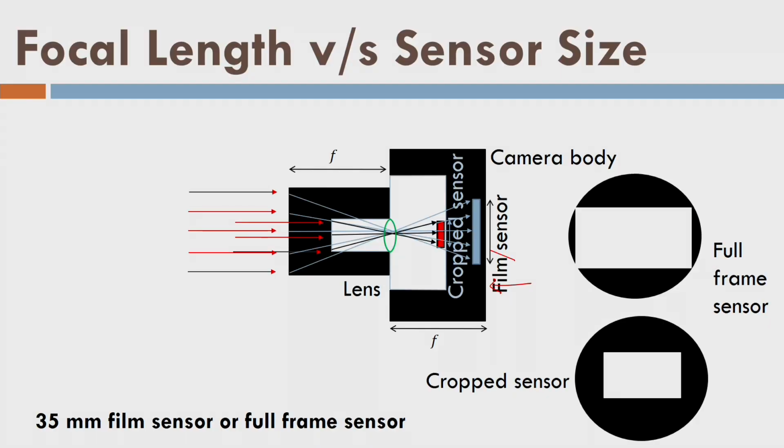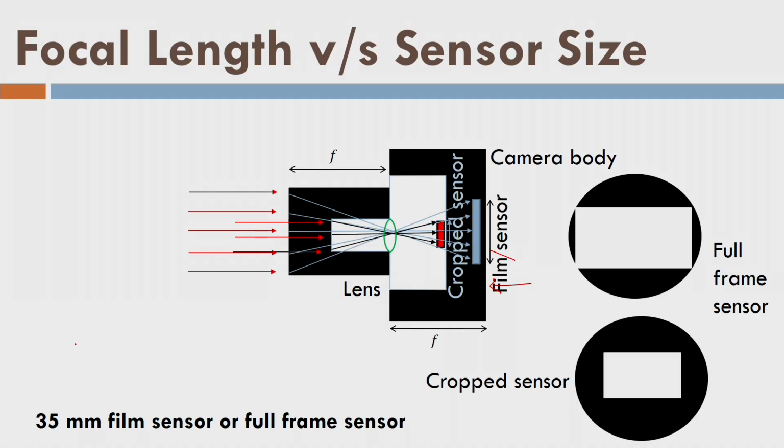So this is my cropped sensor compared to the full frame sensor, right. So all these mobile cameras are using a cropped sensor, not the full frame sensor, and the full frame sensor is called the 35 mm full frame sensor, and the definition of full frame is 35 mm or sometimes 36 mm into 24 mm, yeah, 24 mm.